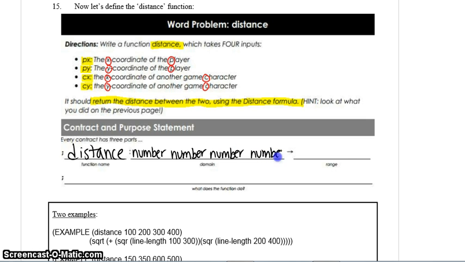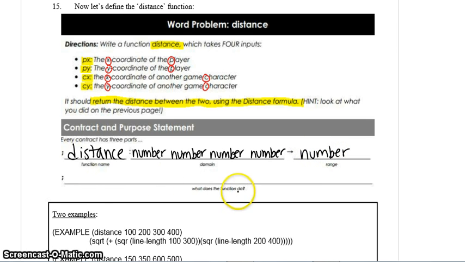Number, number, number, number. And for the range, it says what the function is supposed to do is it should return the distance between the two using the distance formula, which is going to be a number. Are they 5 pixels apart, or are they 70 pixels apart, or are they 400 pixels apart? The distance that this function actually finds will be a number.